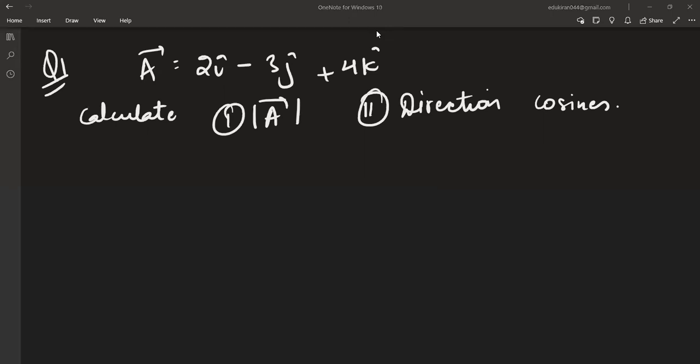Yes, what is the magnitude coming? The vector that is given to you is 2i cap minus 3j cap plus 4k cap. At least the magnitude, first part, all of you should be able to answer. Martin, Yasir, Sarah. Quickly, last 1 minute. At least the magnitude all of you should answer correctly.